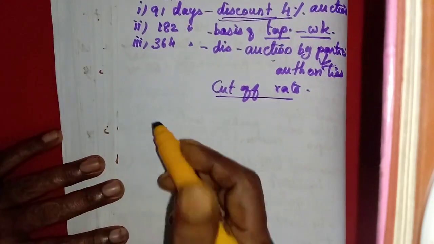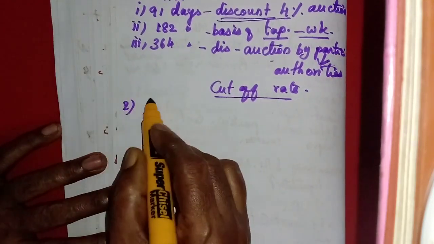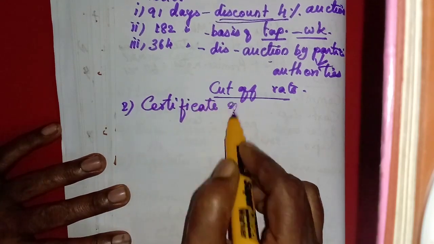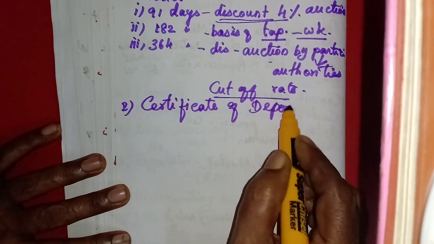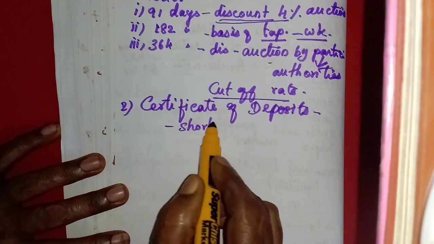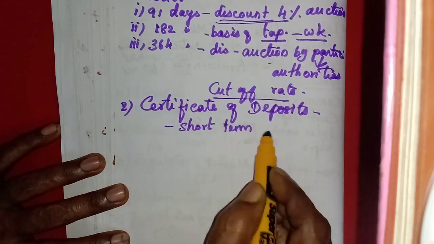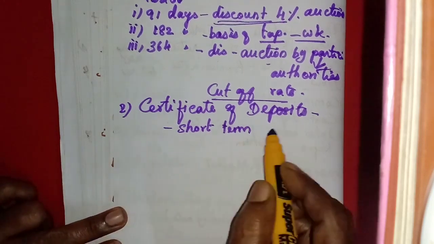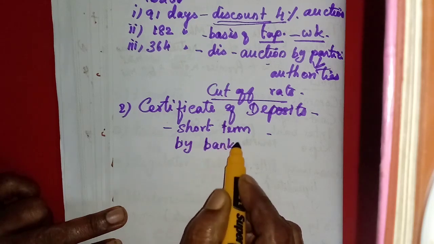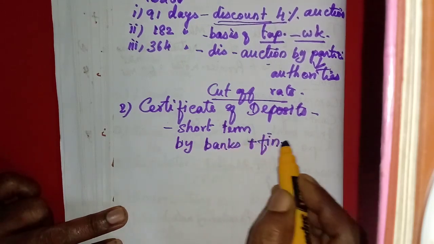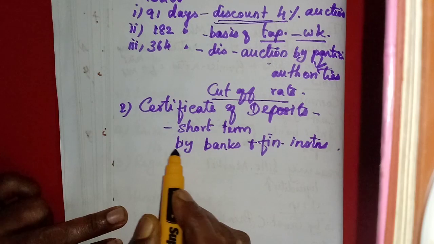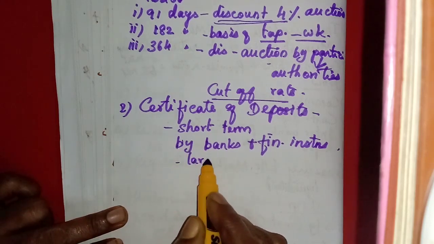Now the second instrument, certificate of deposits, we will learn. They are also very short-term instruments, we know. All the money market instruments are short-term instruments. These short-term instruments are issued by whom? By the banks and financial institutions. Why are they issuing? To raise large sums of money.